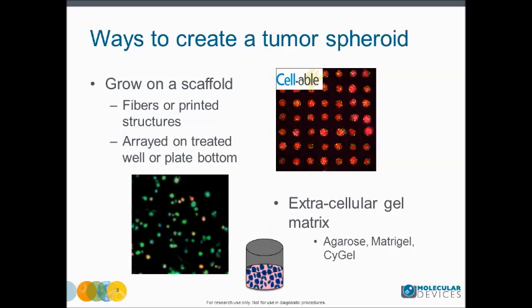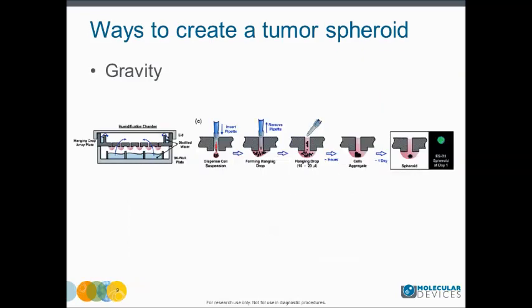Another way to provide cells with a 3D area to grow is by combining them with an extracellular matrix, such as the commercially available gel matrices Agarose, Matrigel, and Sigel. This is an image of PC12 cells growing throughout a thick layer of Matrigel in a 96-well plate.